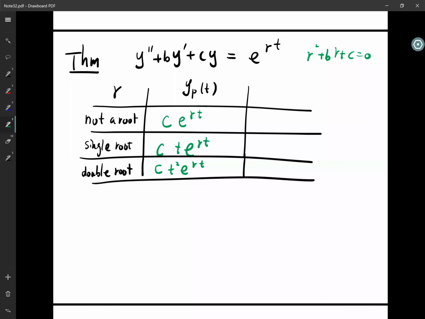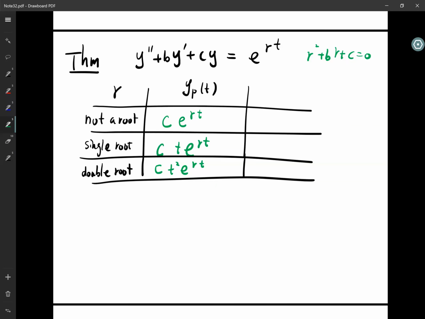Would a triple root be t to the third? There's no triple root. So we're talking about the second order equation. Okay, sorry. So that's it. These are all the cases. But you are right. If indeed you are talking about a third order differential equation, then you just go up again.